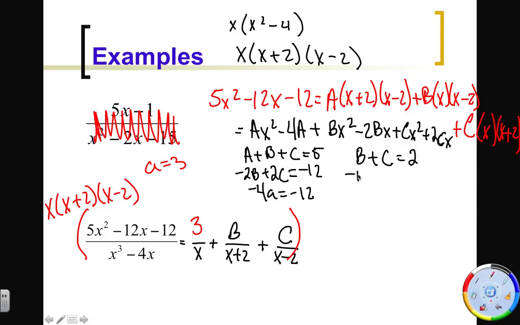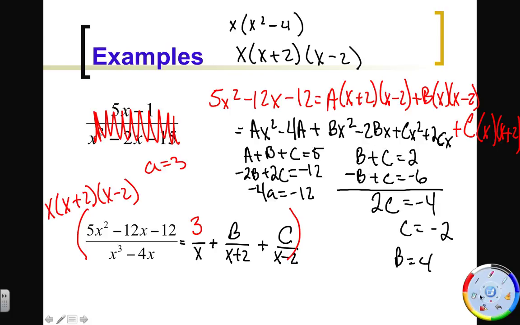Then this next equation, all of these are 2's, so let's divide by 2. So I get negative b plus c equals negative 6. And you'll notice that I can add here, so the b's go away. c plus c is 2c equals negative 4. So therefore c is negative 2. And if c is negative 2, then b was 4. And lo and behold, we get everything that we needed. So b is 4 and c is negative 2.